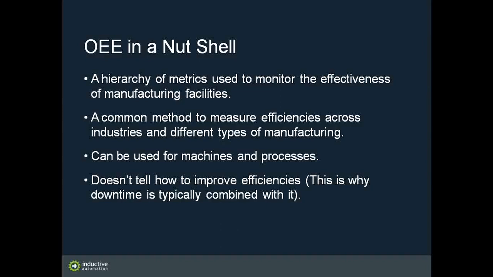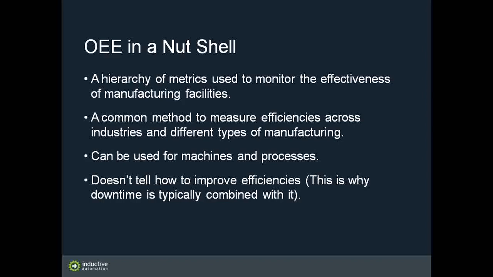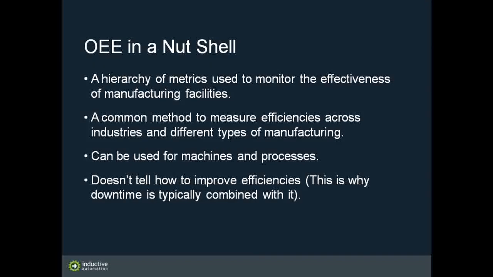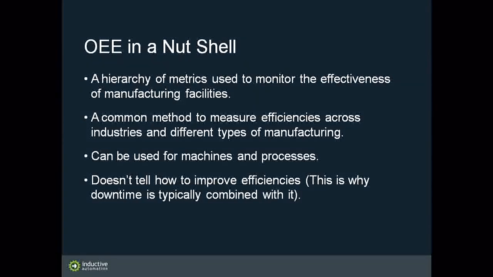In a nutshell, what are we talking about? It's a hierarchy of metrics that are used to monitor the effectiveness of manufacturing facilities, a common method to measure efficiencies across industries and different types of manufacturing. It can be used for machines, of course, and also for processes. It doesn't really tell you how to improve efficiencies. That's why downtime is typically combined with it. But if you think about running a production facility without tracking efficiencies, it's sort of like running a 401k without tracking your portfolio value.